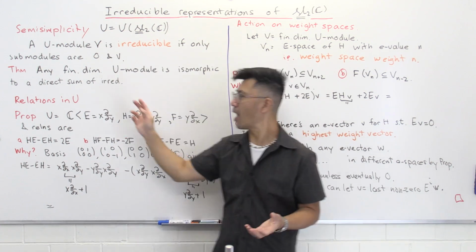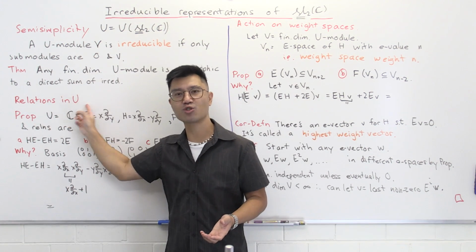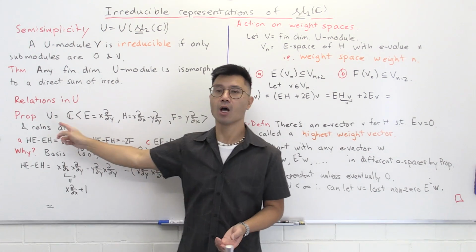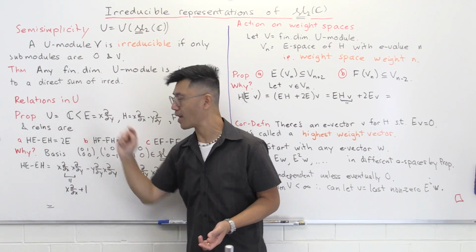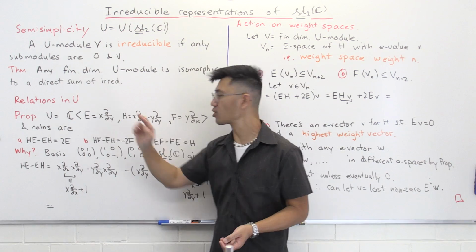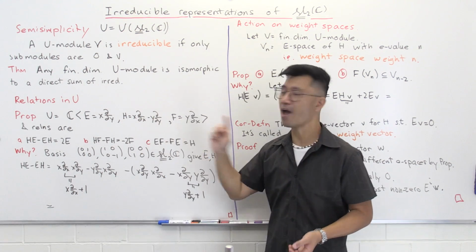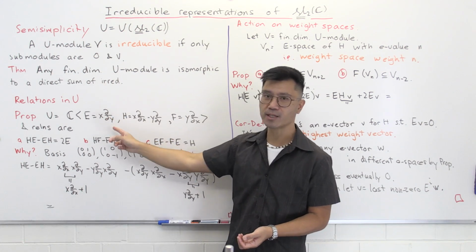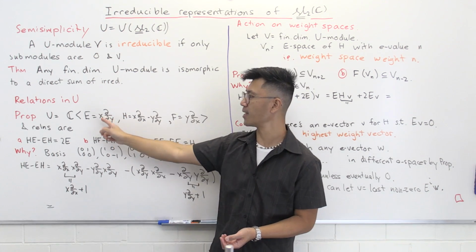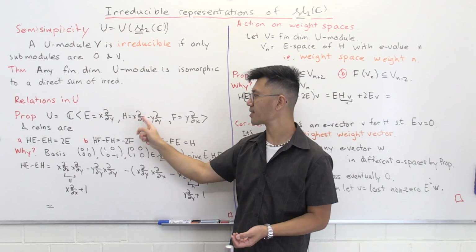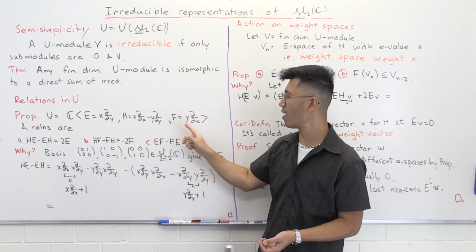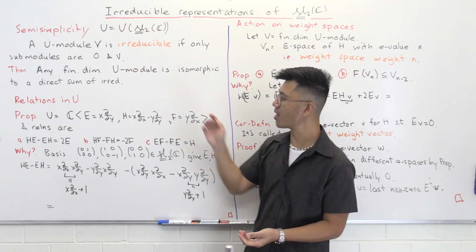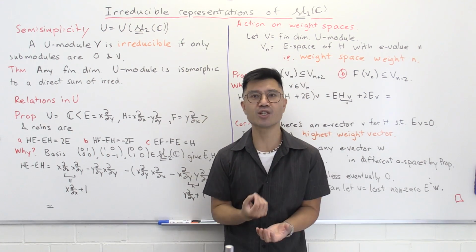Let's have a deeper look at this universal enveloping algebra. What does it look like? Firstly, it has three generators, E, H, and F. The easiest way to think about it is that it's generated by these three differential operators. E is x d/dy, H is x d/dx minus y d/dy, and F is y d/dx. So they're the generators, and we need to know the relations as well.